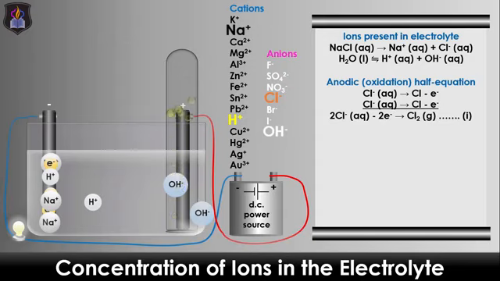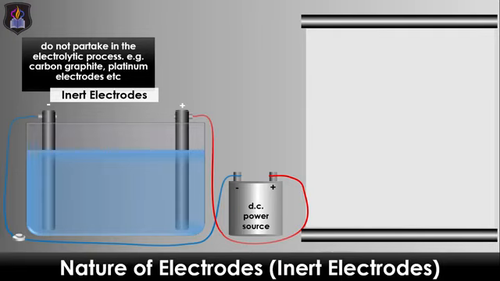The last factor is the nature of electrodes. Here we will be reclassifying our electrodes based on reactivity into inert and active. An inert electrode is one not part in the electrolytic process. It does not determine the ions discharged at the anode. Examples are graphite and platinum electrodes.